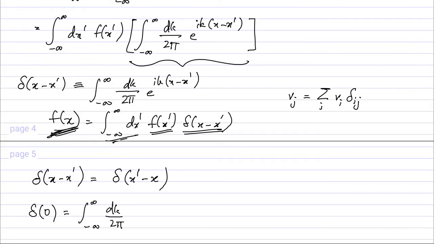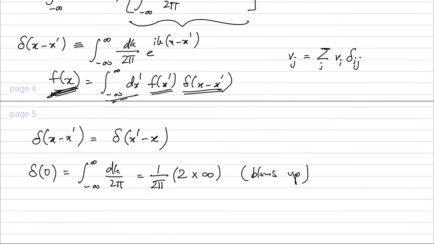And this, of course, gives you 1 over 2 pi, and you get essentially infinity minus infinity, so you essentially get, loosely speaking, 2 times infinity, and this, of course, blows up. So delta of 0 is essentially it blows up.